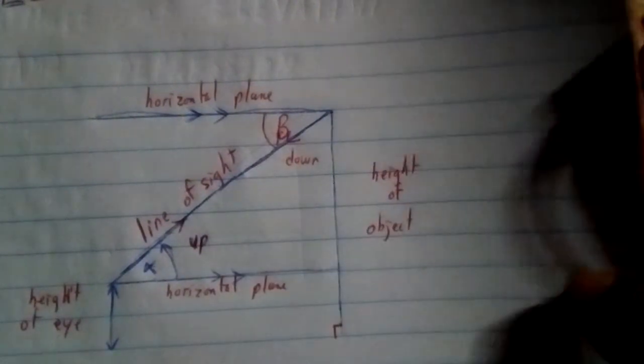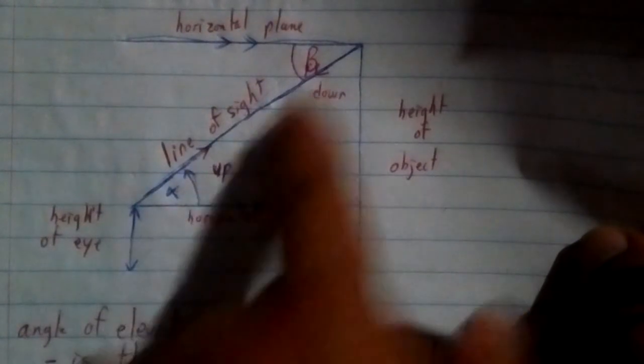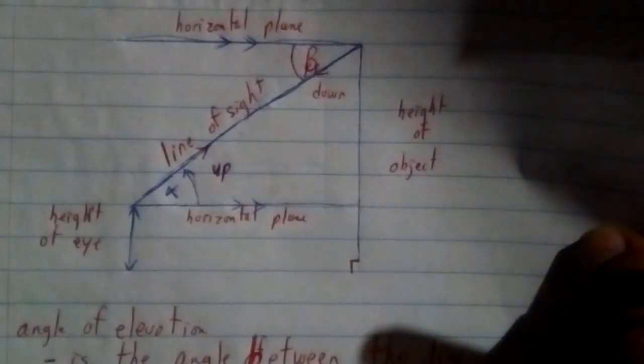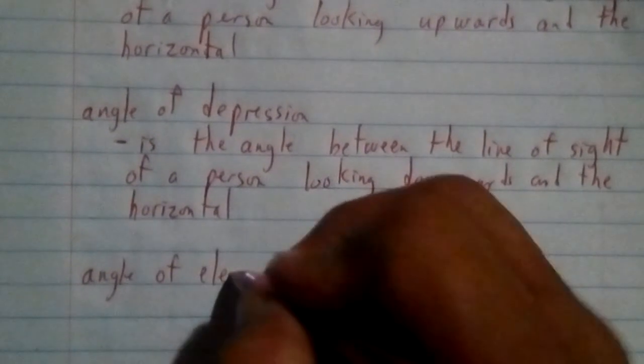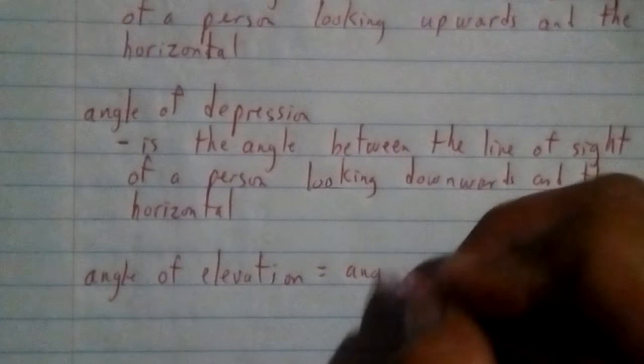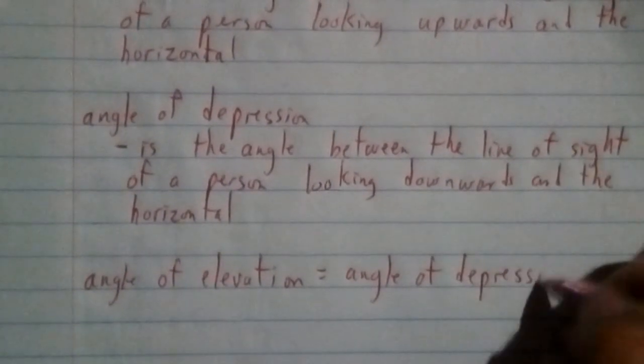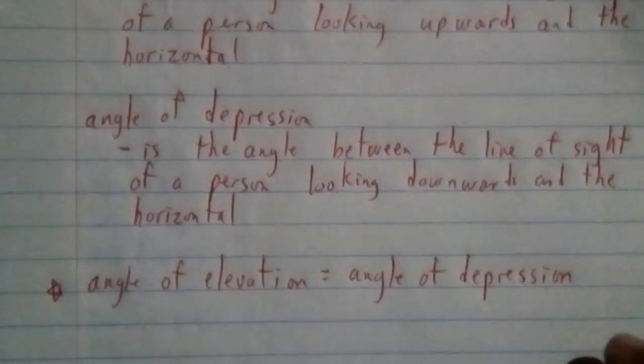Okay, now because this is two parallel lines, the angle of elevation and the angle of depression are both equal. So we can put here angle of elevation equal angle of depression. Very important for us to note that, for us to be able to calculate the angles.